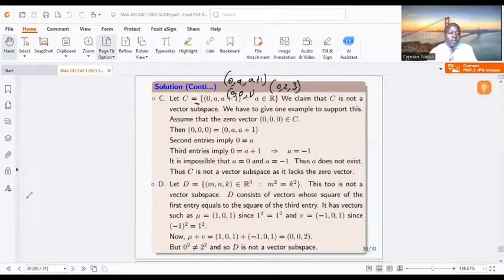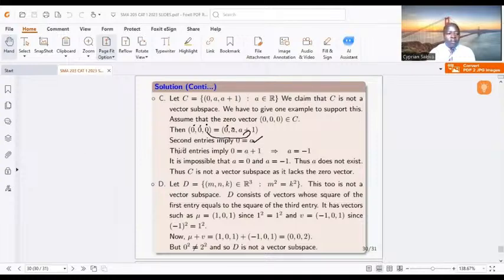But I've shown that with an example, because since we've discovered that it's not a vector subspace, we have to show an example. So we assume that it has a zero vector. If you assume it has a zero vector, then that zero vector will be equal to 0, a, a plus 1. So this 0 equals a, and this 0 will be equal to a plus 1. In this case, the second entry would mean that a is 0. But the third entry here, 0 equals a plus 1, would mean that a is negative 1.